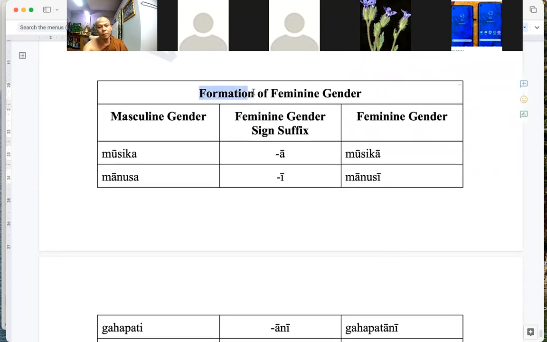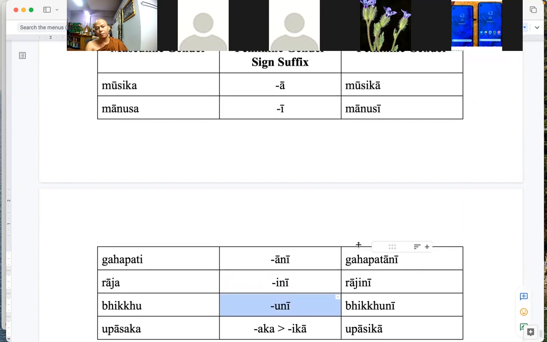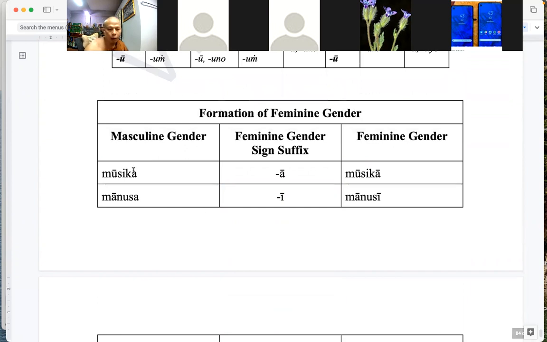So, formation of the feminine gender. Feminine gender assigned suffixes are only these: R, E, ani, ini, uni. These five suffixes, by adding to the masculine noun, can be transformed into feminine noun in this way. So for example here, musika. Musika means mouse.